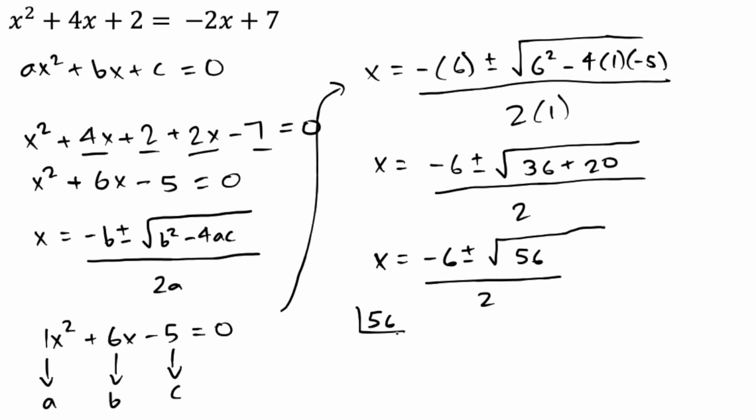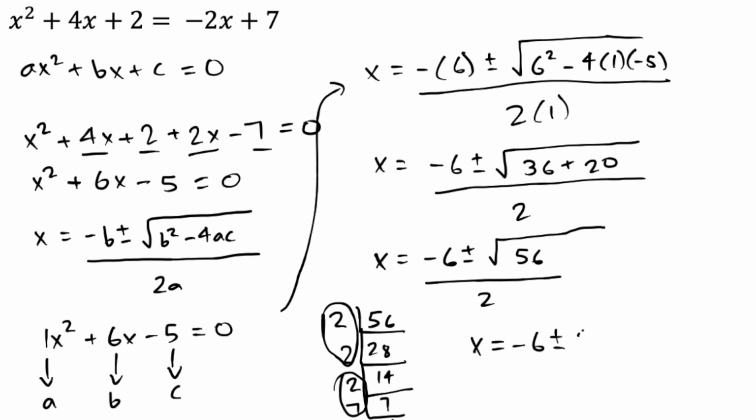56 divided by 2 gives us 28. 28 divided by 2 gives us 14. 14 divided by 2 gives us 7, and 7 divided by 7 gives us 1. We're just seeing what are the common factors. So we can group these two together, and we group these two together. So 56 in the simplest radical form gives x is equal to negative 6 plus or minus 2 root of 14 all over 2.